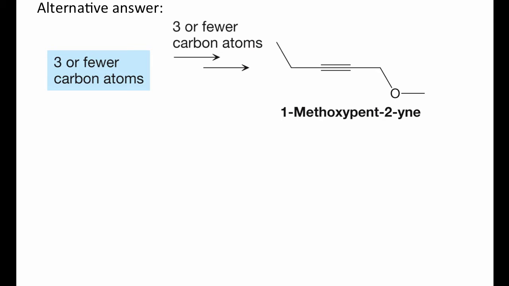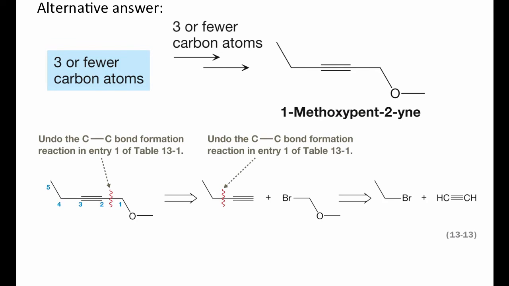Of course, there's more than one way we could have broken this particular piece up. We could have made a different carbon-carbon bond. For example, we could have imagined using the terminal alkyne reaction to make the 1,2 bond, which would have given us this piece plus an alkyl halide. And then we could have imagined the 3,4 bond also being broken through another terminal alkyne reaction.